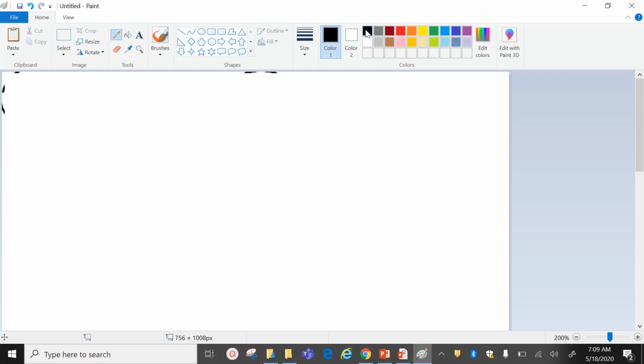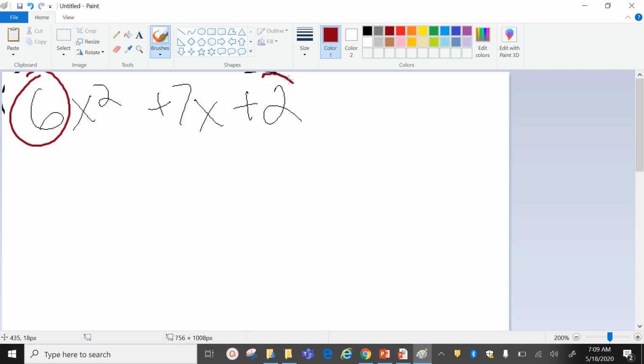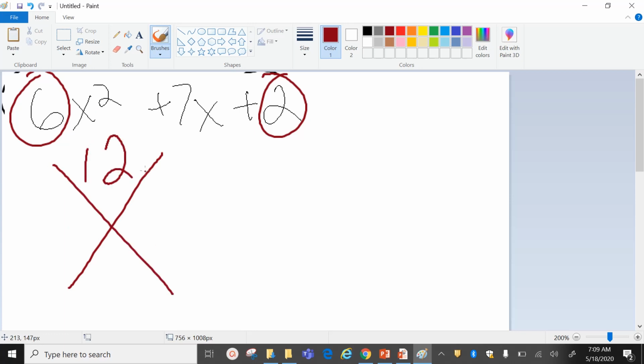So our problem is 6x squared plus 7x plus 2. I'm going to change my pen back to this because I like that better. All right, so remember, step 1, I'm going to take 6, I'm going to multiply it by 2, right? So in here, I put my 6 times 2, that's 12. And I'm going to take my B and I'm going to put it down here.